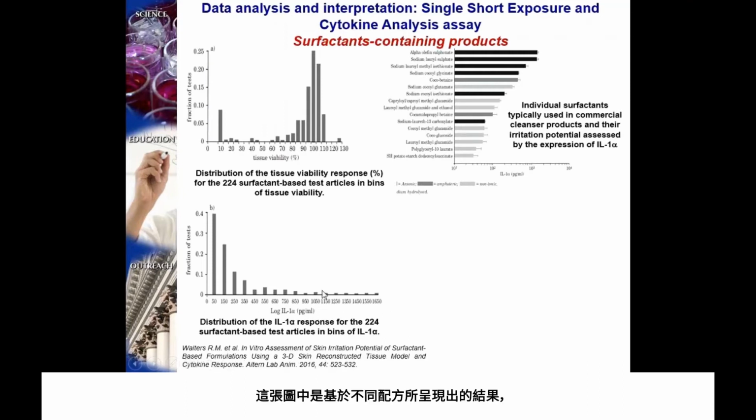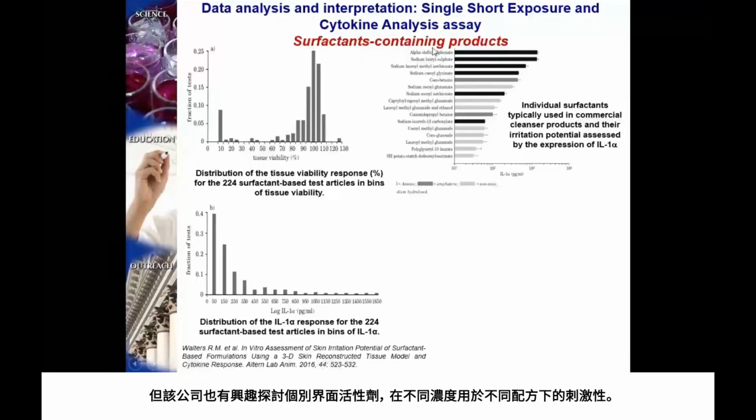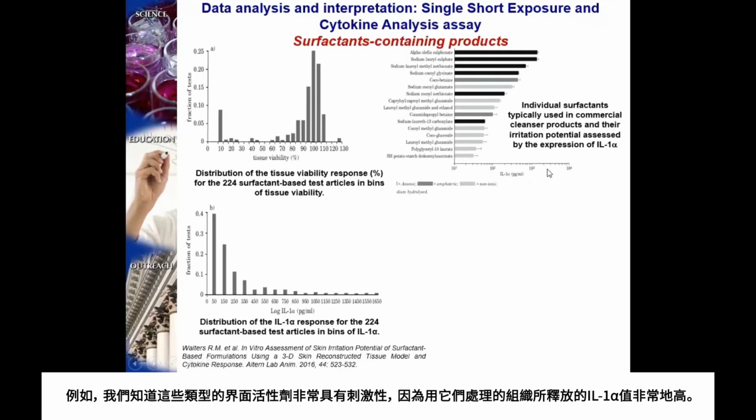The work presented in these graphs was based on formulations. However, the company was also interested to address individual surfactants and there are different concentrations that can be used in formulations to see which classes are more irritating than others. For example, we know that this type of surfactants are very irritating because the value of the IL-1 alpha that is secreted from the tissues treated with them is very high.